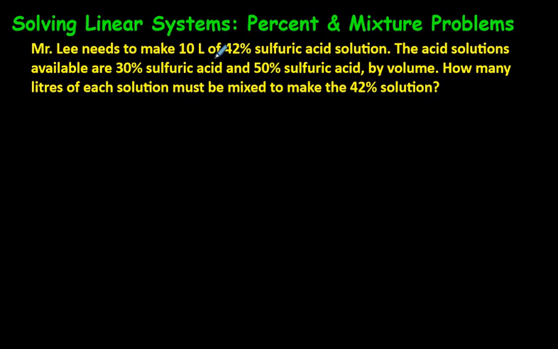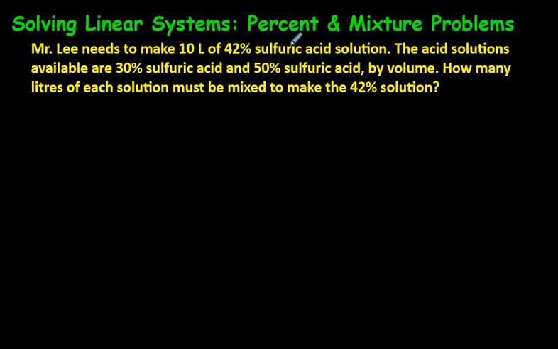Mr. Lee needs to make 10 liters of 42% sulfuric acid. 42% means that if there's 10 liters of that liquid, 42% of it inside is pure sulfuric acid. The rest of it would probably be water, I imagine.